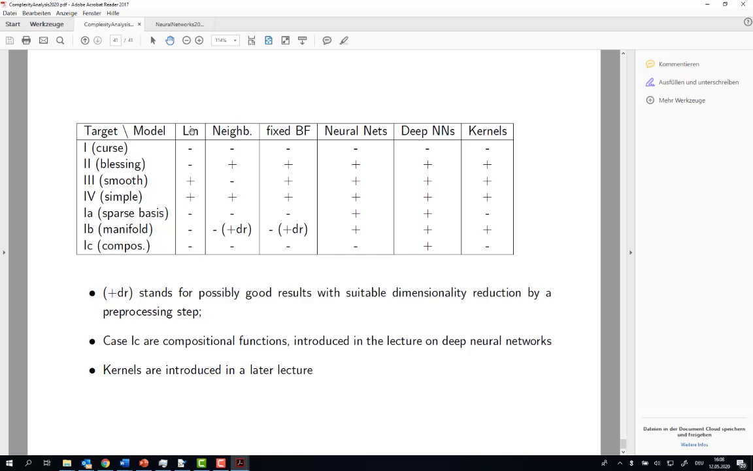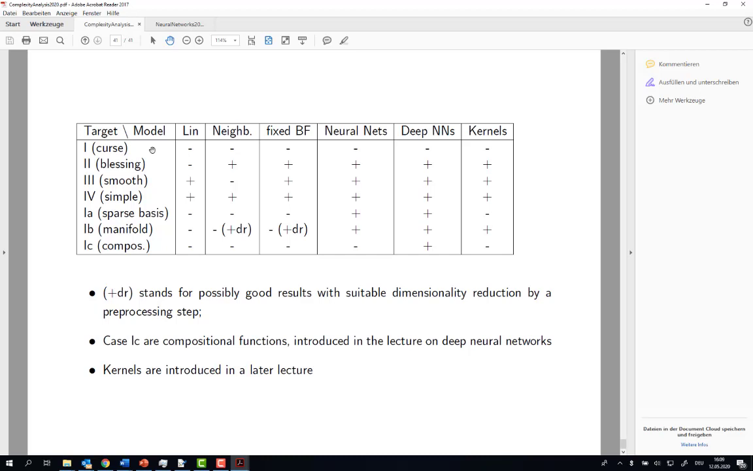So here are the target classes. Here's the models to use. This is also a little bit of a review, but now we have a little bit more insight into another class here. So the first one was the curse. Big M is large, small m is small.